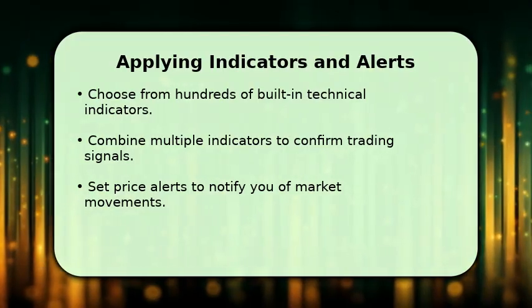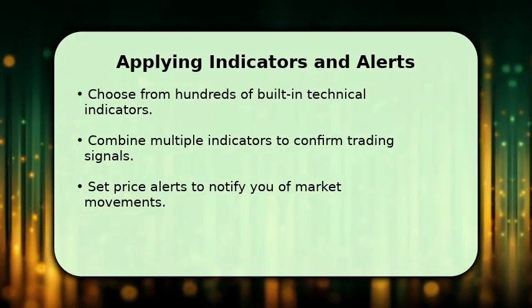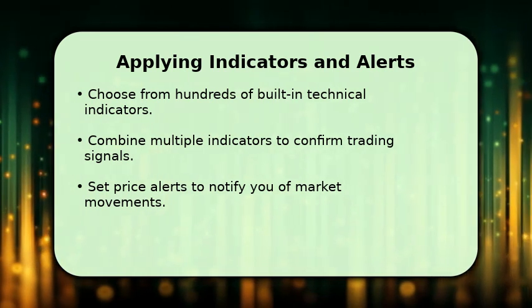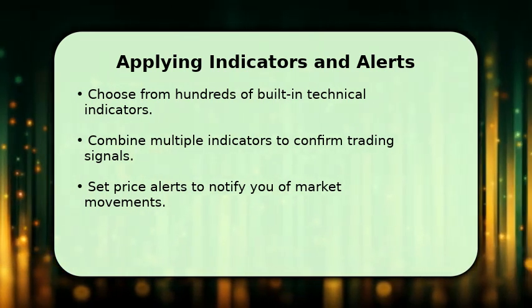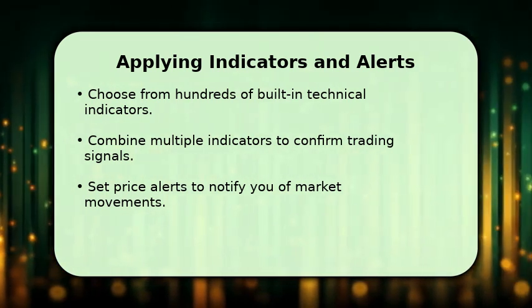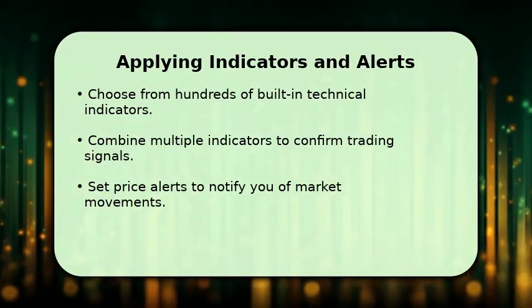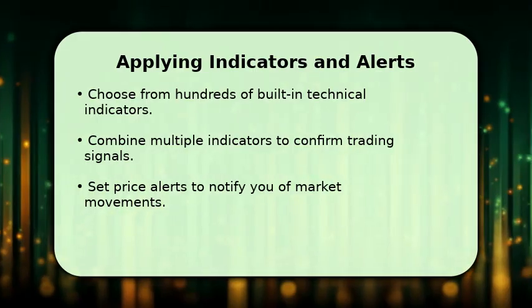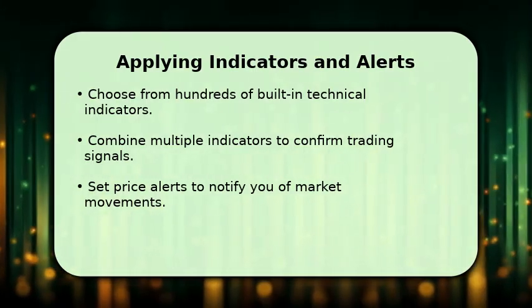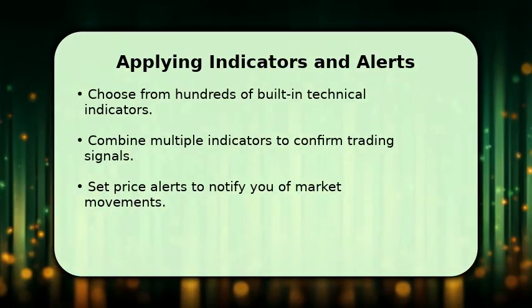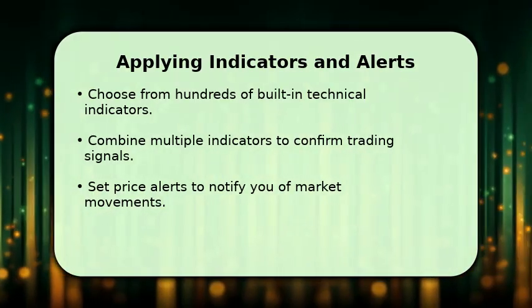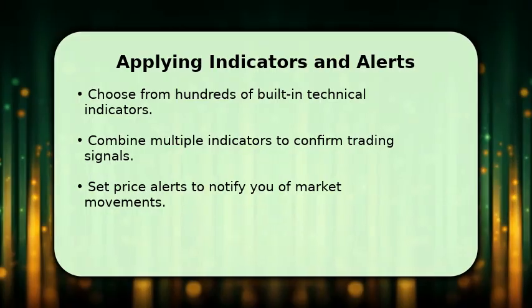TradingView boasts hundreds of built-in indicators, from moving averages to the relative strength index, which you can add with just a few clicks. Combining 2 or 3 indicators can provide stronger confirmation for your trading decisions. Additionally, setting price alerts is simple. You can receive notifications when an asset reaches a specific price level, ensuring you never miss a crucial market event.